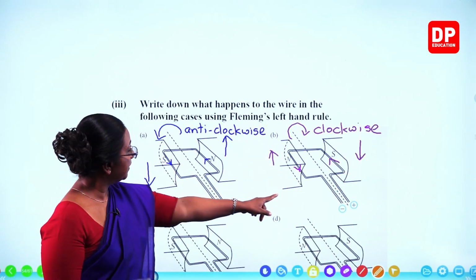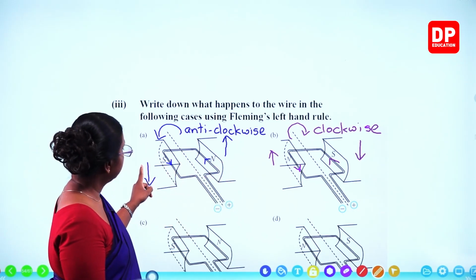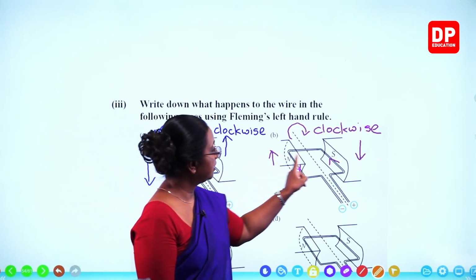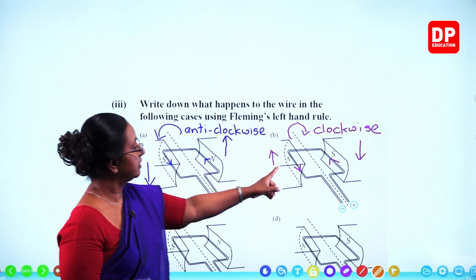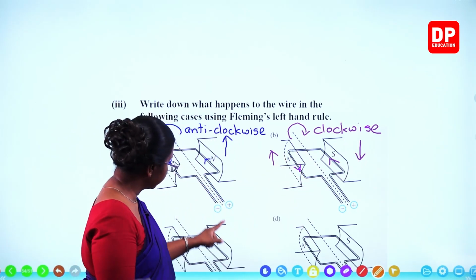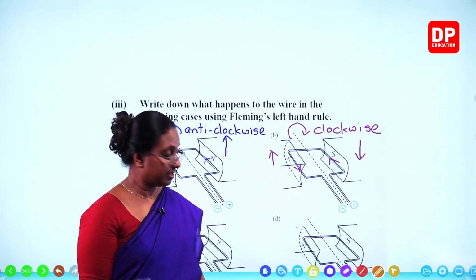So can you all compare the difference? Only thing is the magnetic field. Here it is south to north, here it is north to south. So when it is south to north, it's anti-clockwise. Here it becomes clockwise. That is, the current flow has not been changed.